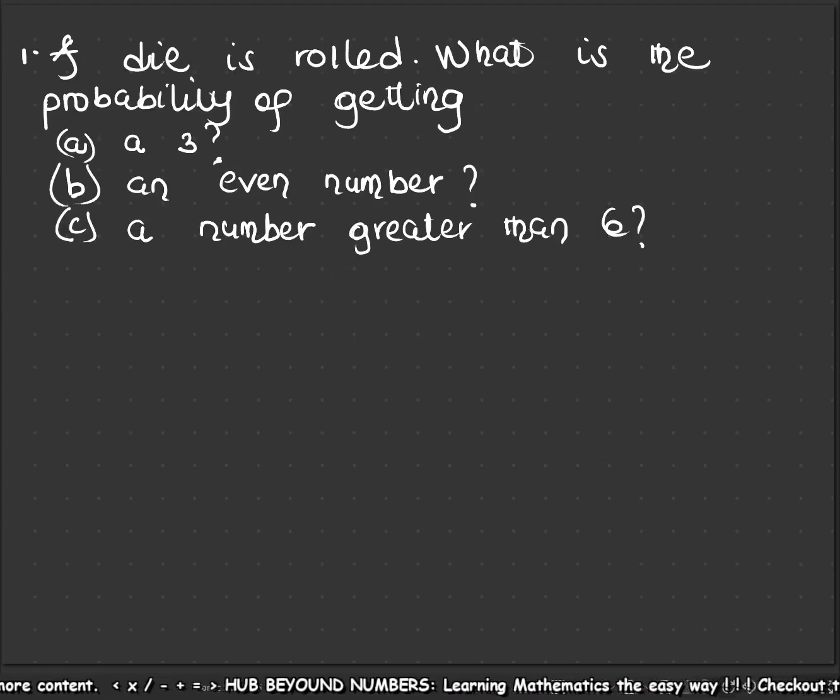Okay, so for this first example here, let's quickly take a look at it. It says a die is rolled. What is the probability of getting a 3, right? Then secondly, an even number. And then third, a number greater than 6. So let's look at our solution.